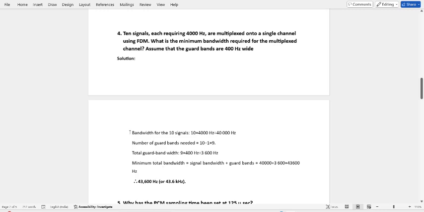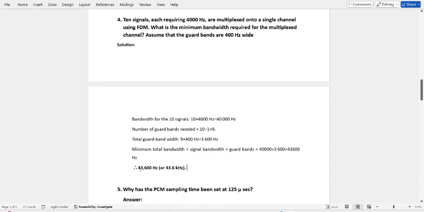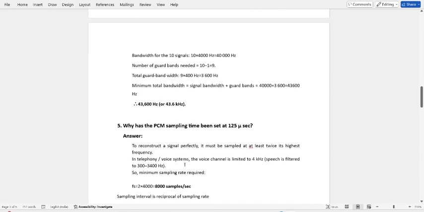Our solution: here we take the bandwidth for 10 signals, so 10 times 4000 Hz. We get 40,000 Hz. The number of guard bands needed is 10 minus 1, which is 9. Now the total guard bands are 9 times 400 Hz. We get 3600 Hz. Therefore the minimum total bandwidth is equal to the signal bandwidth plus guard bands. We get 43,600 Hz, or 43.6 kHz.